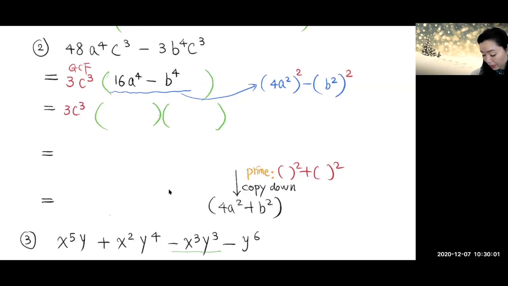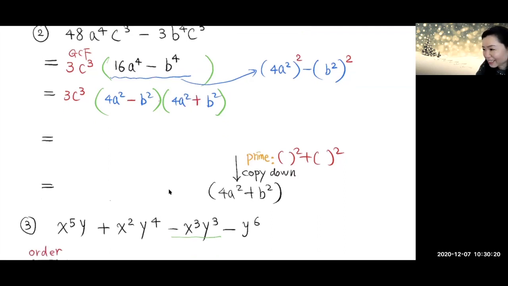The first one will be take the base, subtract this base, right? So just 4a squared minus b squared, then 4a squared plus b squared. All right. So now we can continue to factor this, right? This one again is a difference of 2 squares. So we have this 3c cubed right here. We can continue to factor this.